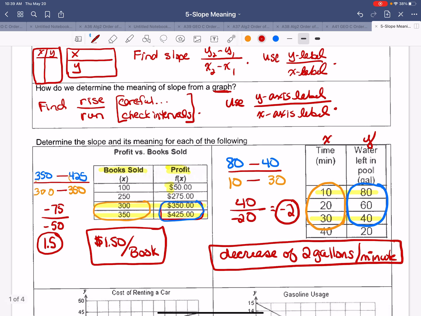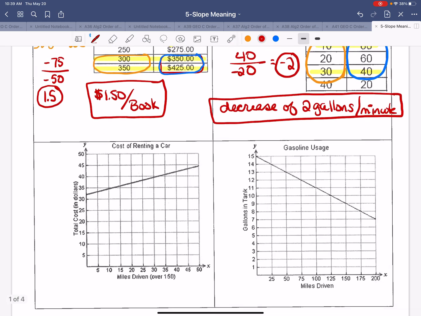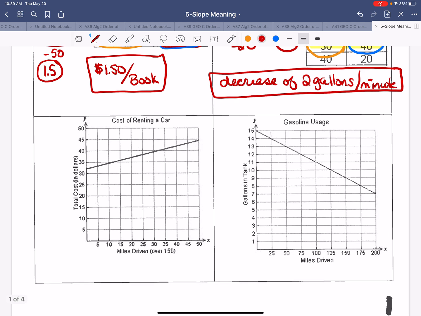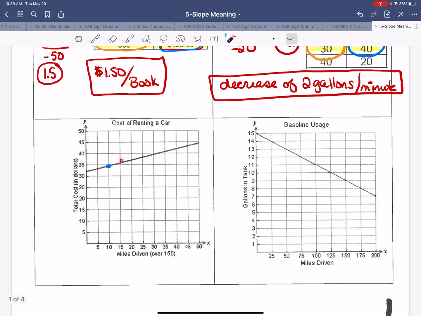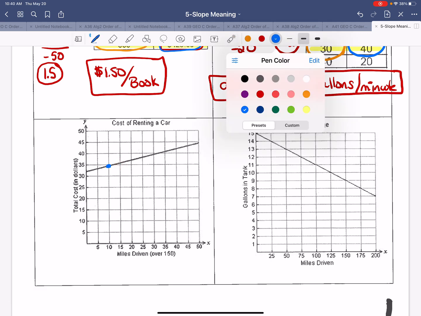So let's take a look at the two examples on the bottom of this page. Cost of renting a car and gasoline usage. So cost of renting a car, what I want to do is on this line, I want to look for any spots where that line crosses a lattice point. Hopefully I can find something decent. It's not looking good. I don't have any really good lattice points. So I think what I'm going to do is use, that's pretty close right there. Don't pick one that's like right here. Go a little farther away than that. It will be more accurate if you do. And let's go with, how about right here?